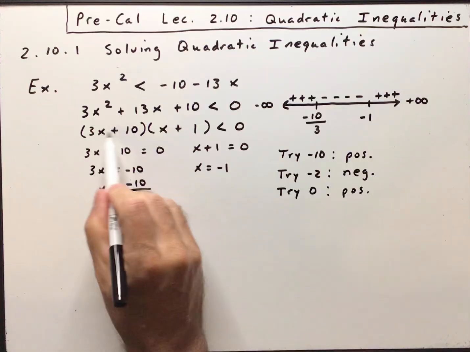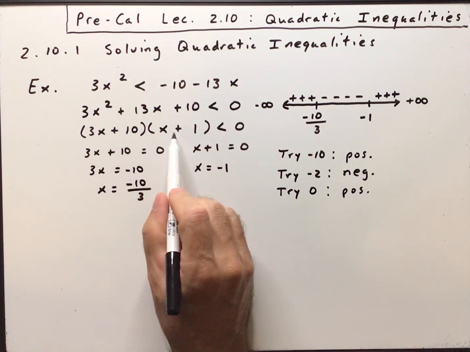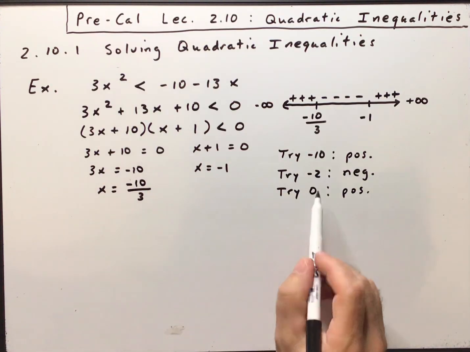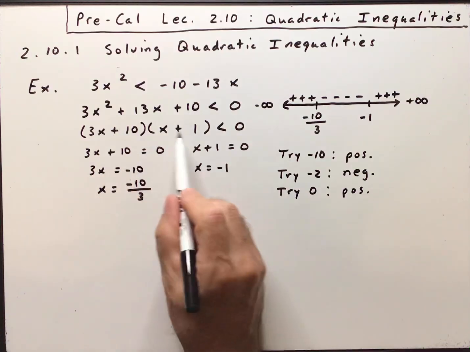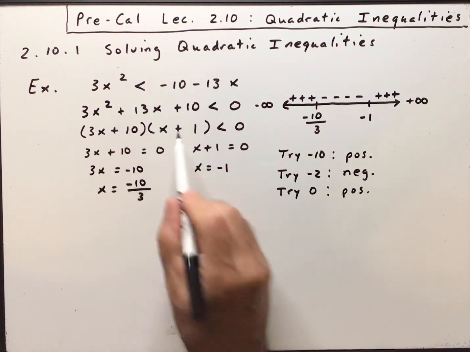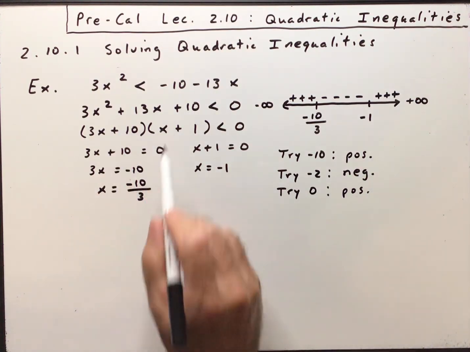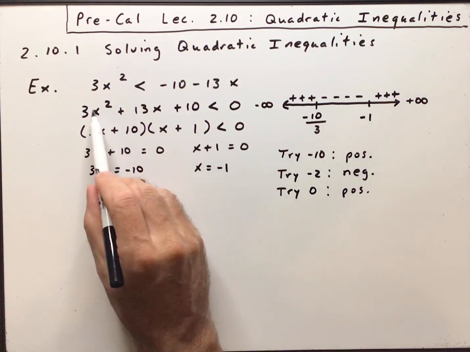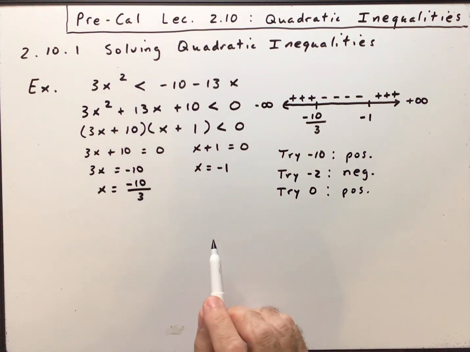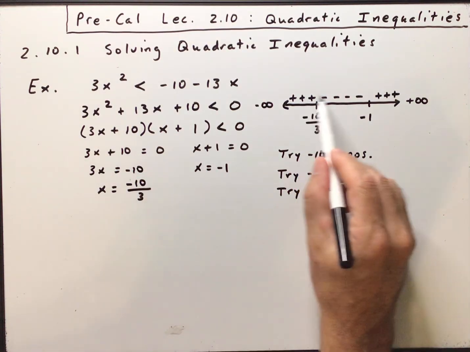And again, you could plug them into each side of the parentheses, right? Let's plug in 0 there. That's 10. 0 there. That's 1. 10 times 1 is positive. So you can do it in the parentheses as well if you don't want to put it into the original equation. Either one works. We've got our sign line.